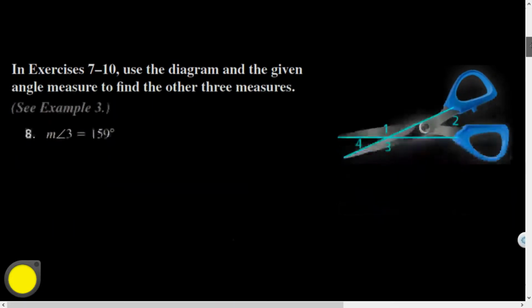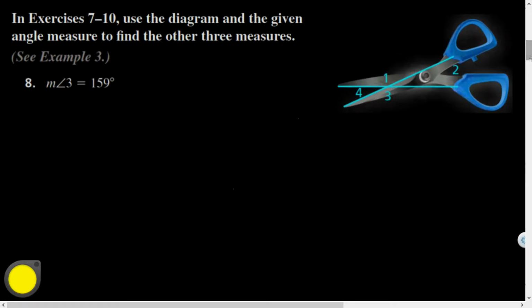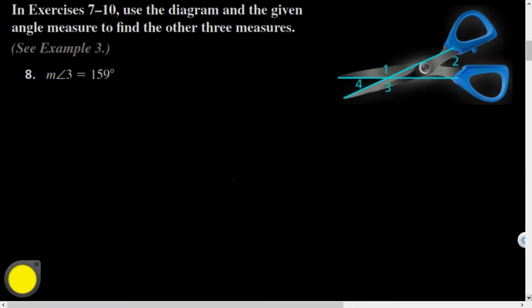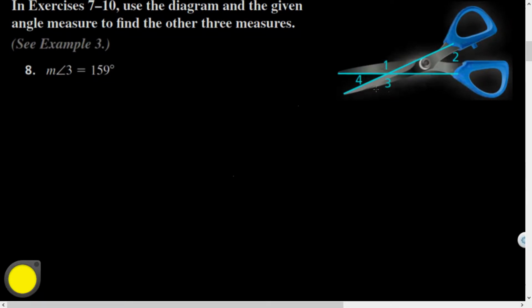Let's keep rolling. Use the diagram and the given angle measurements to find the other 3 angles. So if the measure of angle 3 is 159 degrees, you'll notice that the other questions in this batch had non-simultaneously true statements to this. So there you go there. Yeah, that could be absolutely confusing. So I'm going to say measure of angle 1 is equal to 159.